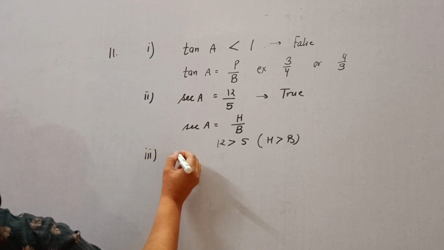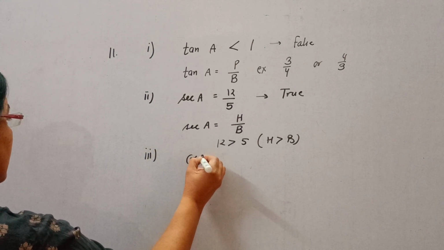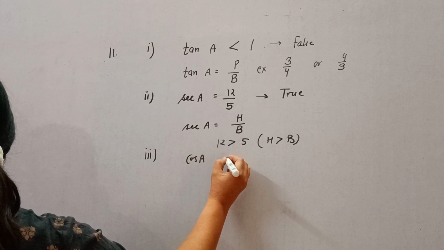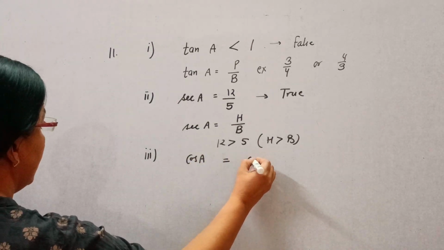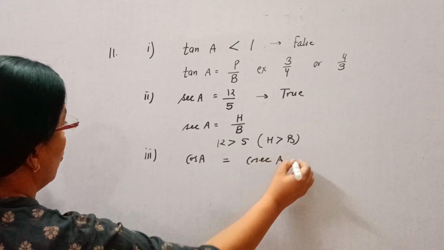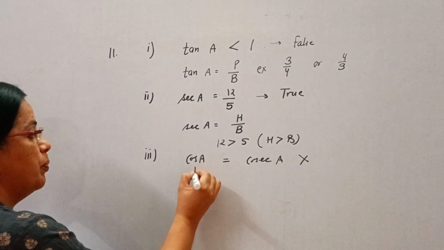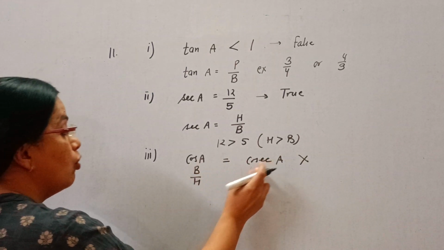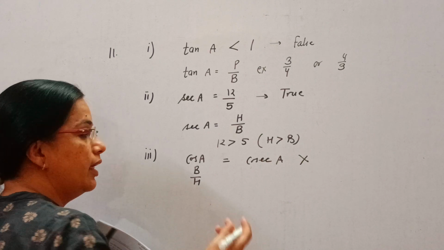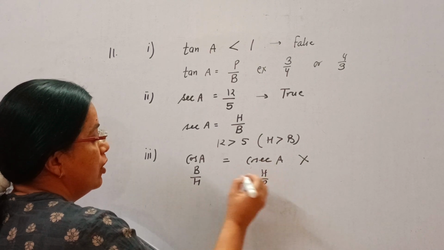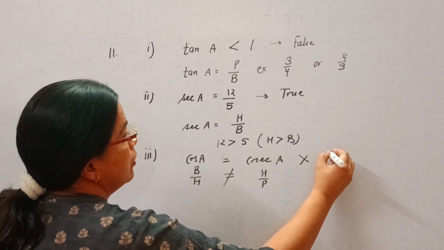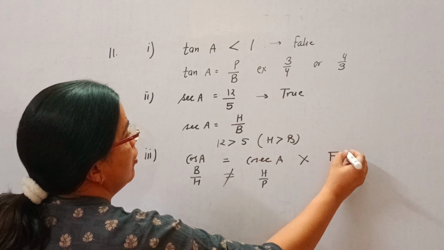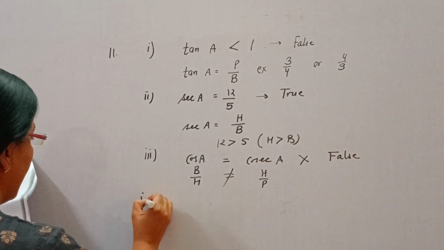Third part is cos A. Cos A is the abbreviation used for cosecant A? No. Cos A is B by H while cosecant is the reciprocal of sin A, that is H by B. So these two are not equal. So this statement is also false.